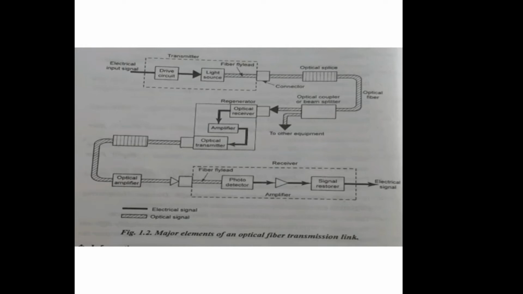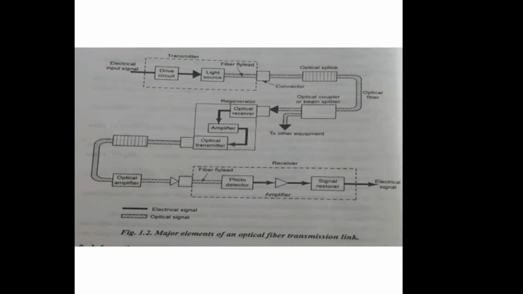Okay, and the next device is the regenerator or repeater. It is the important main element in the optical fiber transmission link. What is the purpose of this regenerator or repeater? It covers some distance, and it converts the optical signal to an electrical signal, and again the electrical signal to an optical signal.